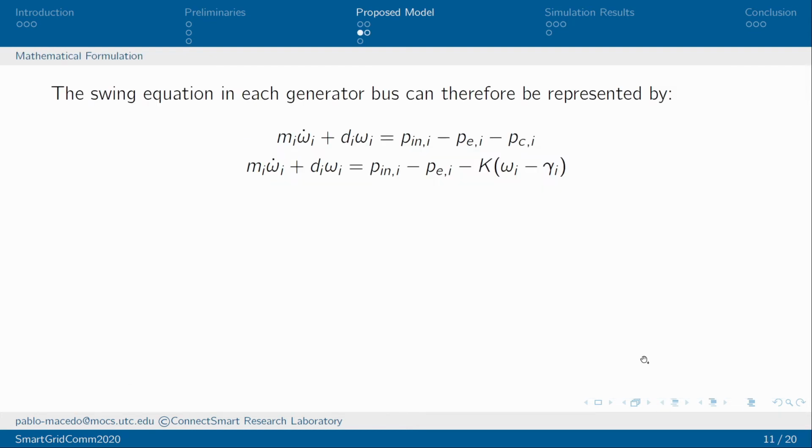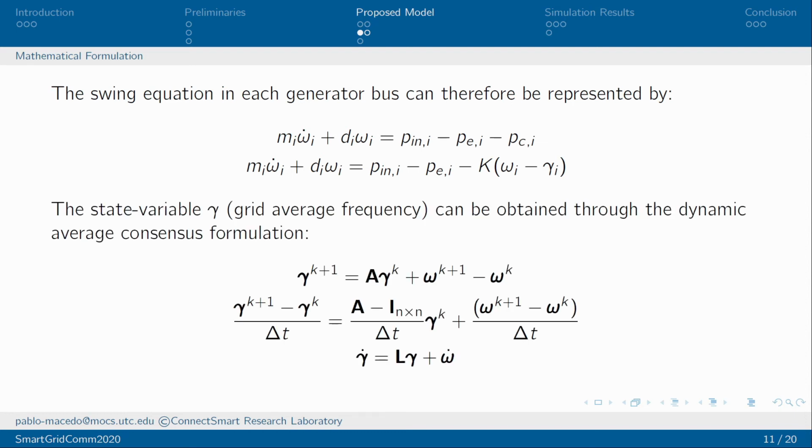Now, gamma is the only element in our equations that is still missing an equation for us to build the state space model. So in this slide, I'll show you how we can calculate it using the dynamic average consensus. This equation expresses the standard formulation for the dynamic average consensus that you saw previously in the preliminaries. And our goal now is to use this equation to calculate the average frequency on the grid.